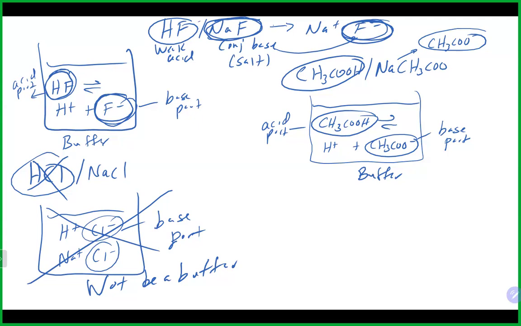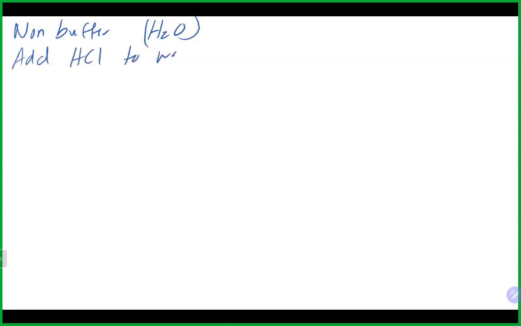So let's take a look first off at if we added acid and base, additional acid and base to a non-buffer. So let's talk about what would happen if we take a non-buffer solution like our good friend water. Water is not a buffer. So if we were to add a strong acid to water, we know that it is going to 100%, as we've been talking about, break apart into H plus and Cl minus.